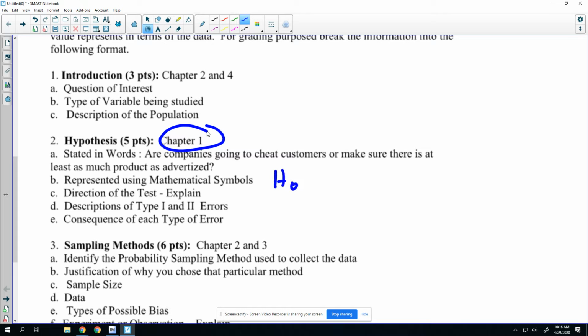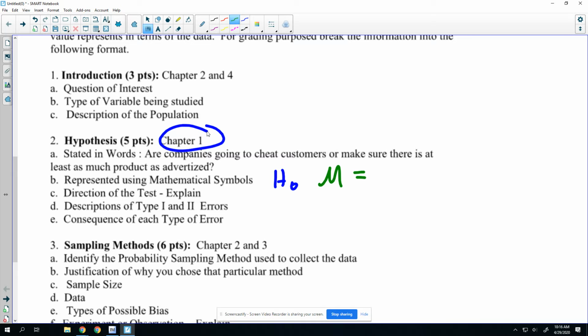Now, you are all dealing with numerical data that are not percentages. P would not be a value you would use. You would use mu. Every one of you will use mu. Mu equals what? What did the company advertise that should be in that package? Now, when you look and it says 28 grams, that's 28 grams of the content in the package.